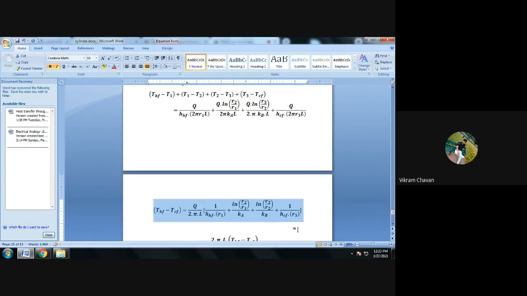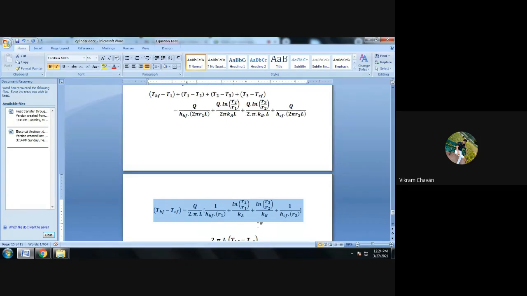Getting everyone? Write down the equation. T suffix HF minus T suffix CF is equal to Q divided by 2 pi L into square bracket 1 divided by H suffix HF multiplied by R1, plus ln of R2 divided by R1 whole divided by K suffix A, plus ln of R3 divided by R2 whole divided by K suffix B, plus 1 divided by H suffix CF multiplied by R3, square bracket complete.